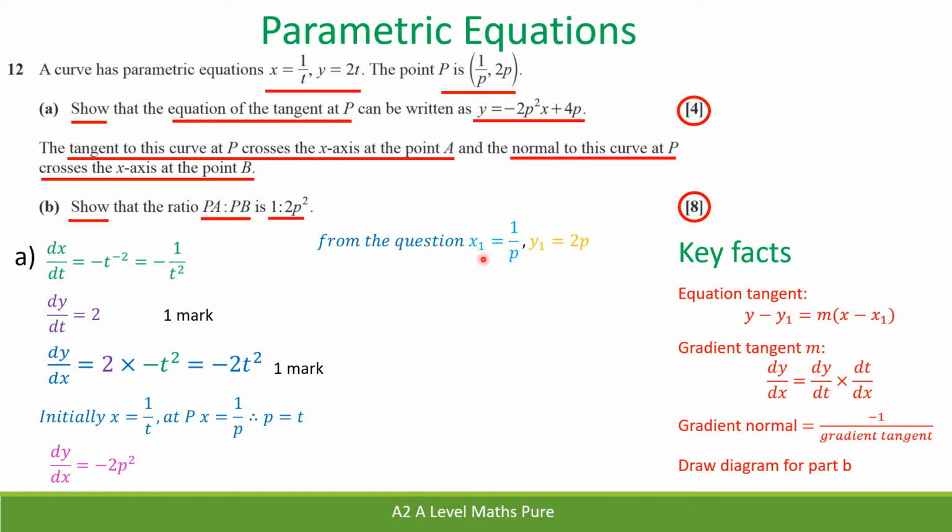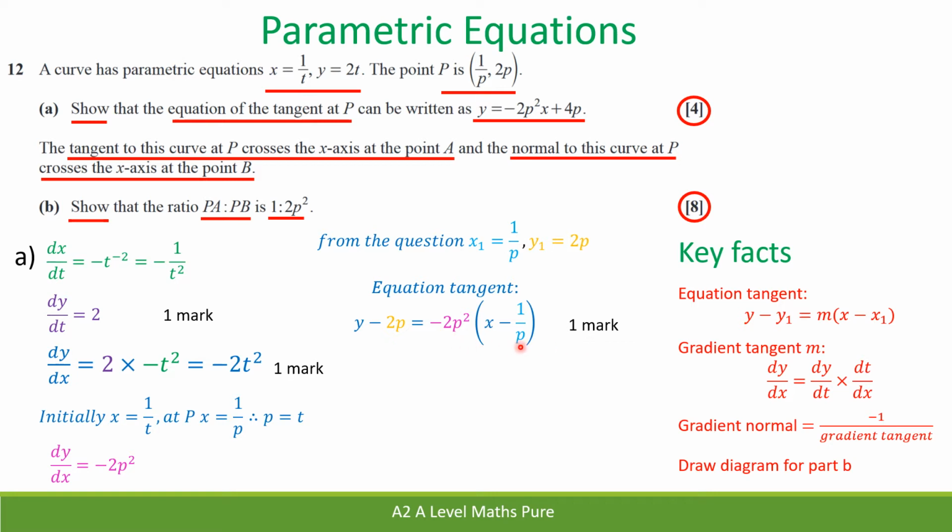From the question, we know x1 is 1 over p and y1 is 2p. Substituted into the equation of the tangent, y minus y1, so y minus 2p is equal to m, which is minus 2p squared, times by x minus x1, which is 1 over p, and this is your third mark. From here, we now need to just rearrange.